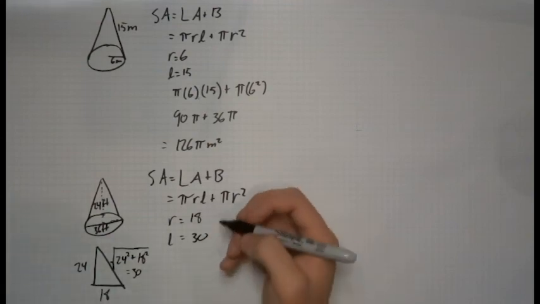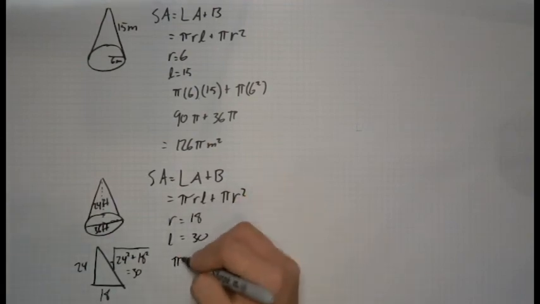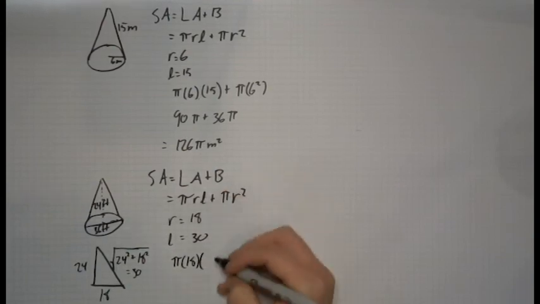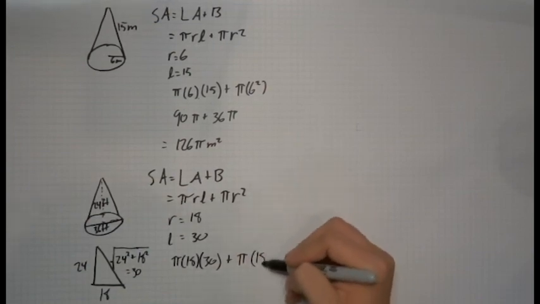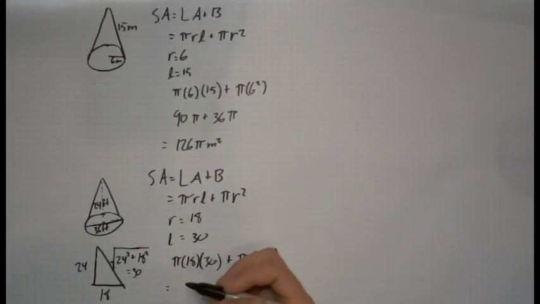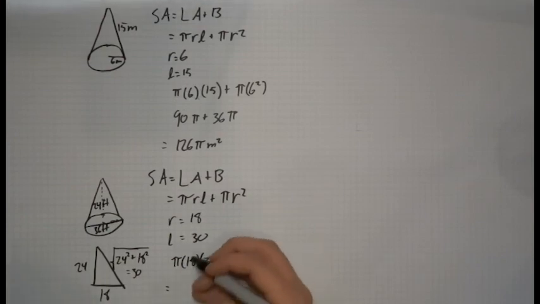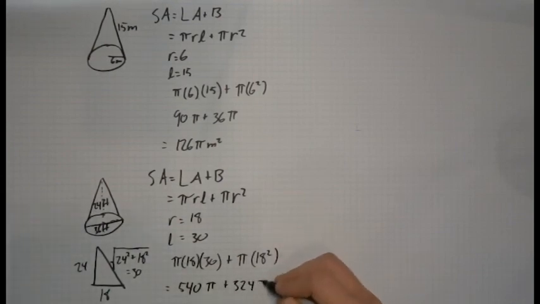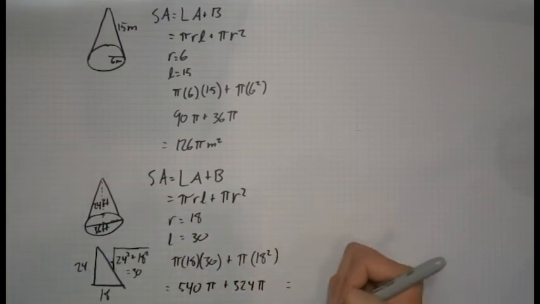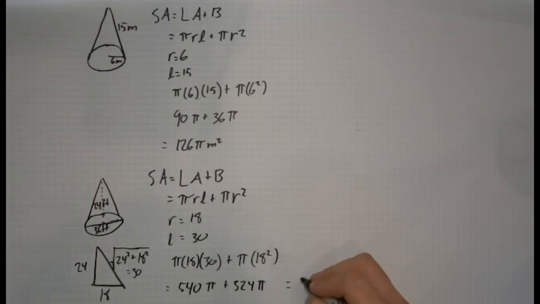Now we can plug that into our equation that we have. Pi times the radius 18 times the slant length, 30, plus pi times the radius squared. And I'm going to use a calculator here, and we get 18 times 30 is 540 pi, plus 18 squared, 324 pi, and we add it together, we get, oh, you can't see that, we get that the total surface area is 864 pi feet squared. And that's our answer.